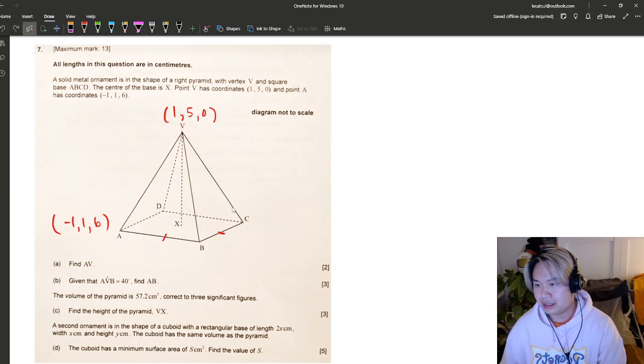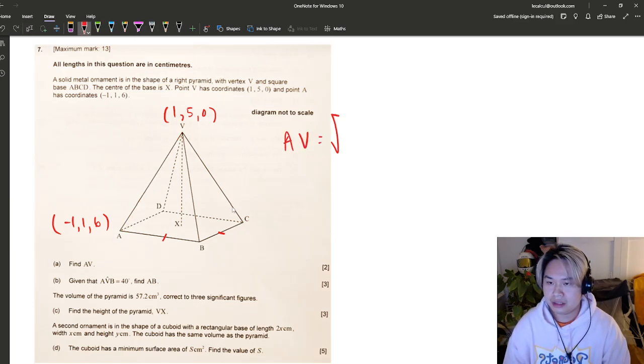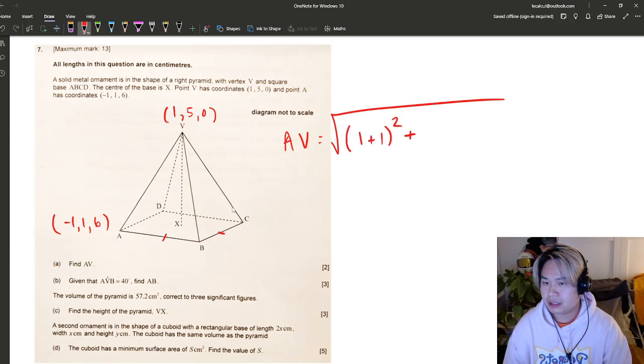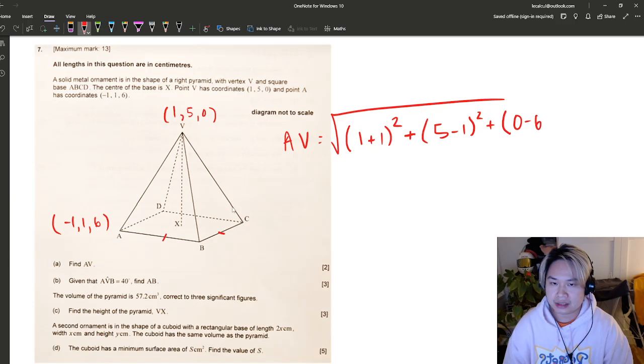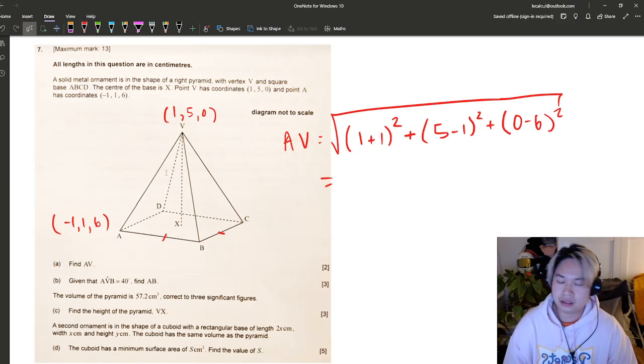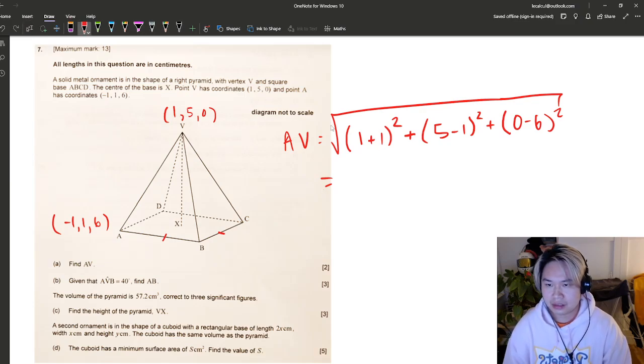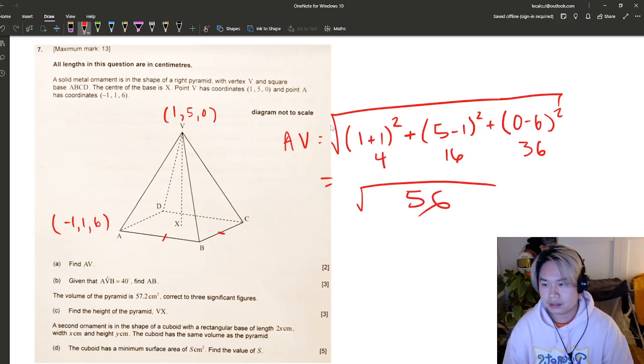And there's a straight up distance formula in topic 3. So AV is going to be the square root of 1 plus 1 squared plus 5 minus 1 squared plus 0 minus 6 squared. Yeah, you just subtract all your components, square them, add them together, square root them. Okay, so this is 4, this is 16, this is 36. So square root of 56 is AV.